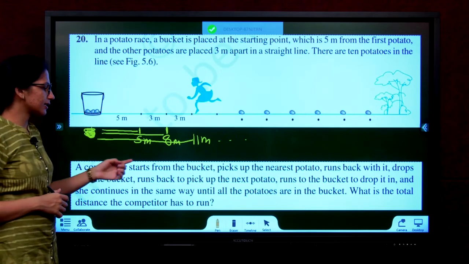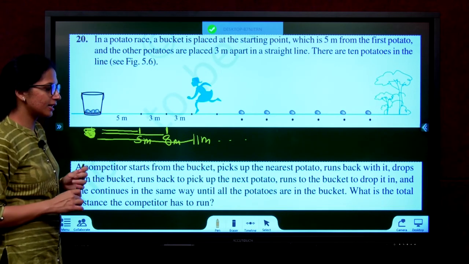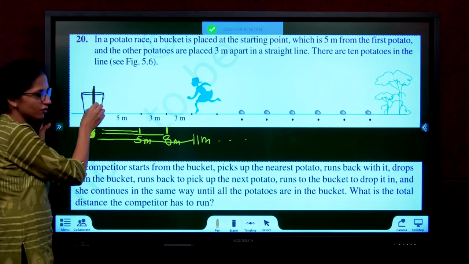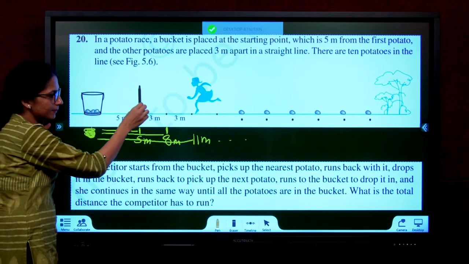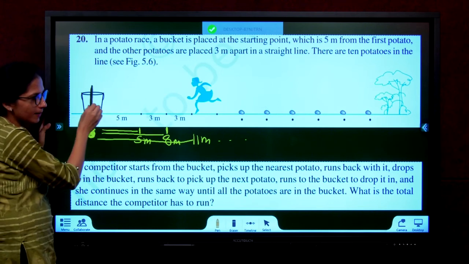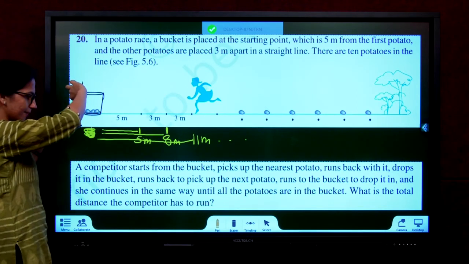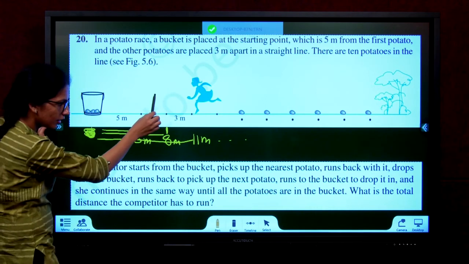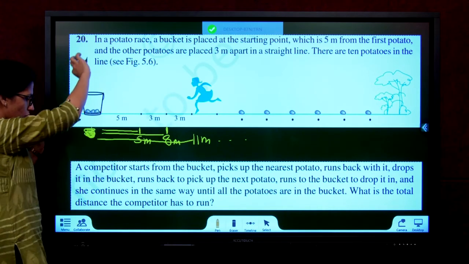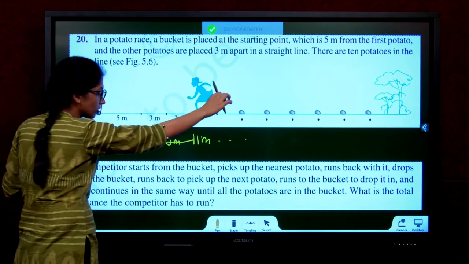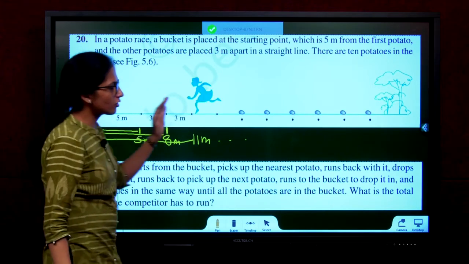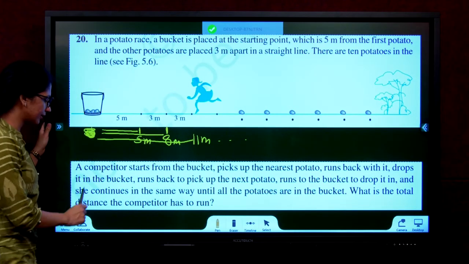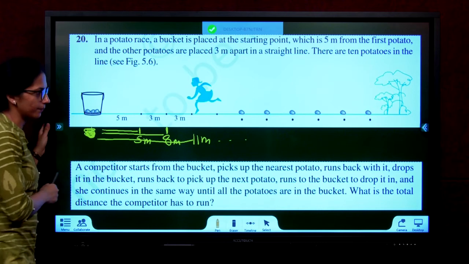A competitor starts from the bucket, picks up the first potato, runs back with it, drops it in the bucket, runs to pick up the next potato, runs back to the bucket, drops it in, and she continues to do the same until all potatoes are in the bucket. What is the total distance that the competitor has to run?